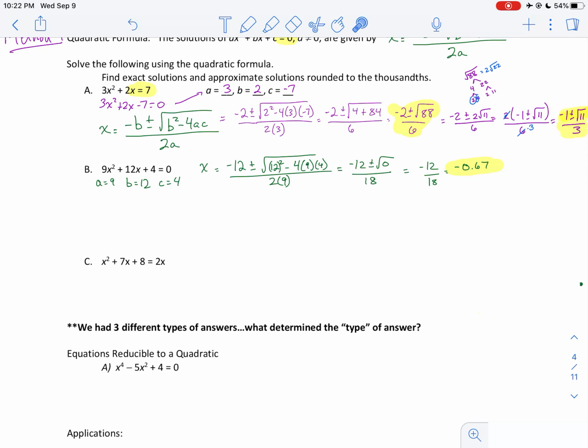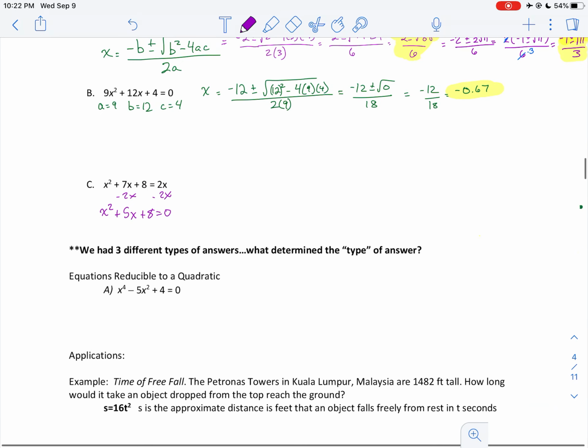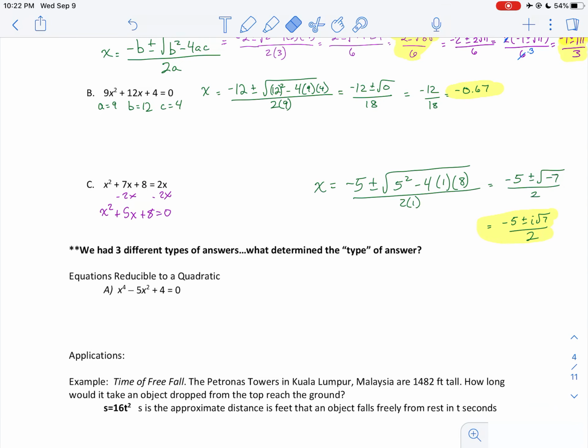All right, let's look at part C. What's the first thing you need to do for part C? Hopefully you're saying subtract 2x from both sides. And you are exactly right. We're going to take x squared plus 5x plus 8 equal to 0. And I've done some of this work already. Let's talk what's A, B, and C. A is 1, B is 5, C is 8.